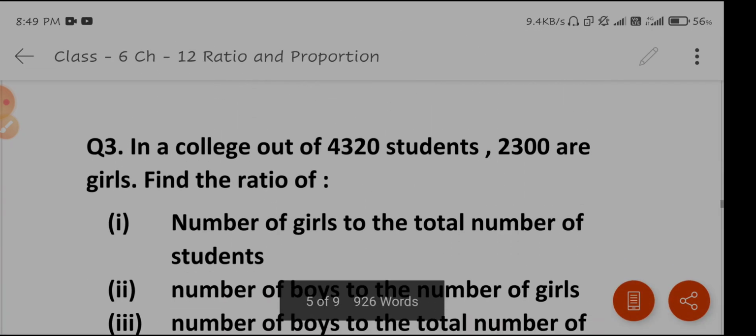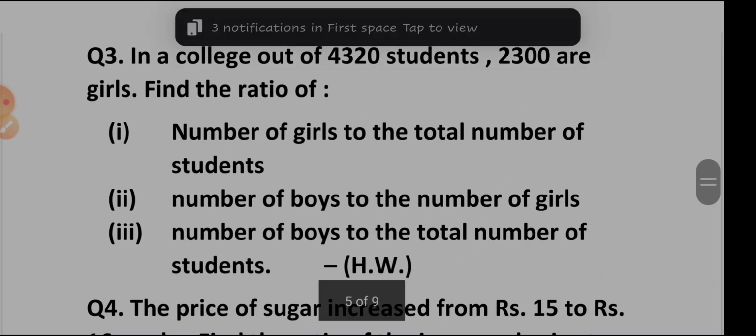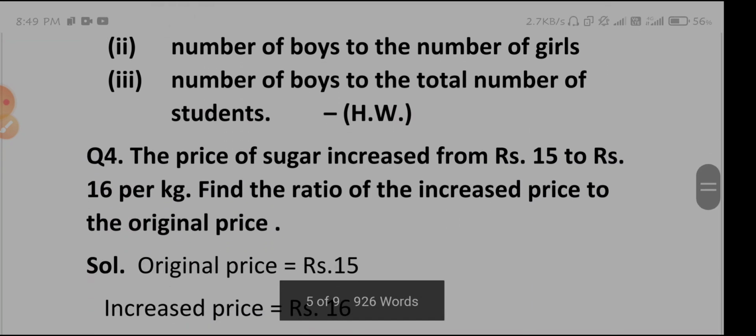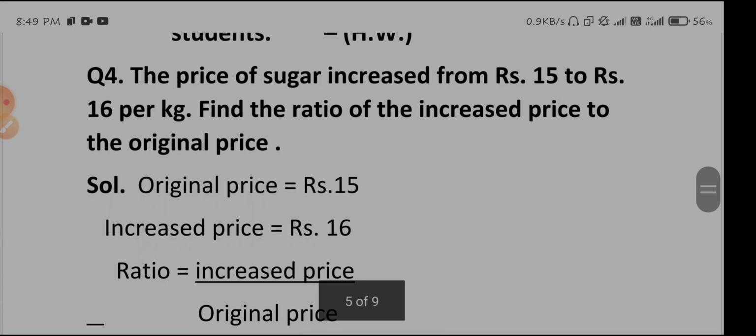It is same as question number 2, only you have to find, first of all, the number of boys, and after that you can find the ratio. Then question number 4. The price of sugar increased from rupees 15 to rupees 16 per kg. Find the ratio of the increased price to the original price.